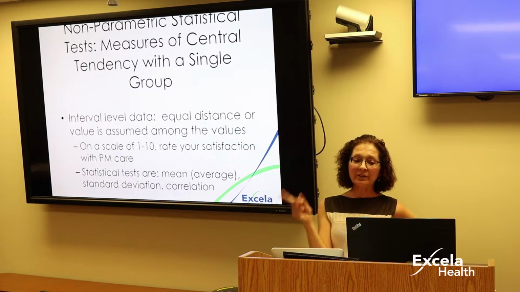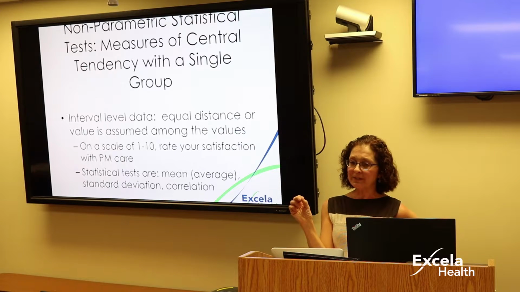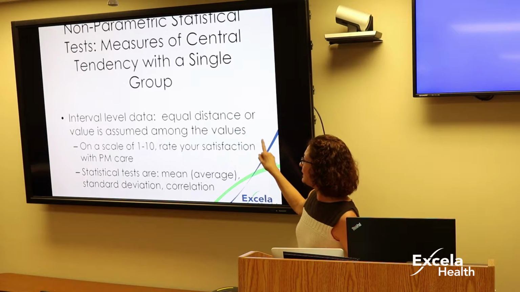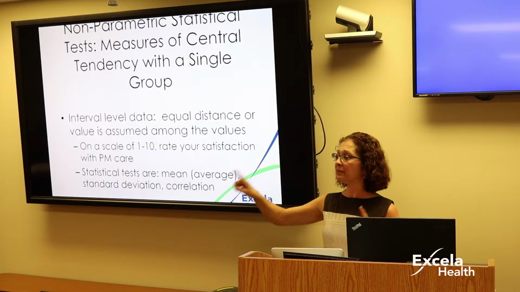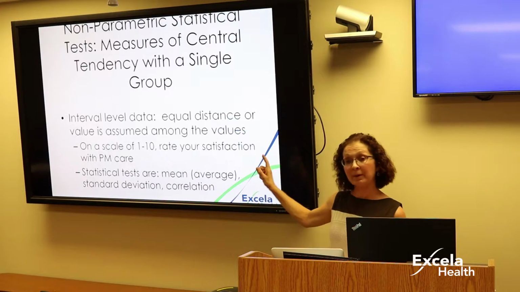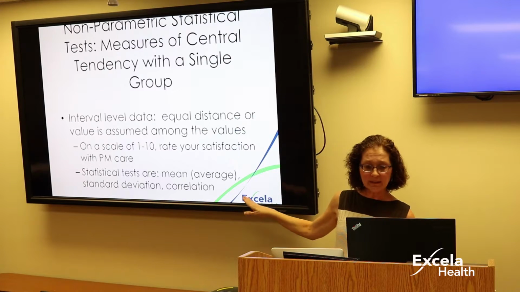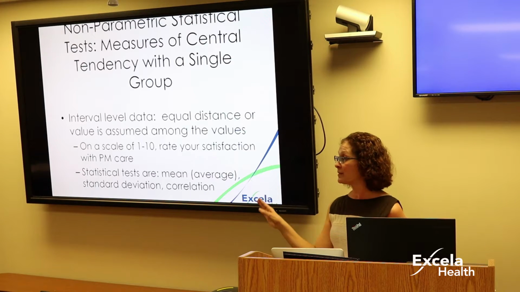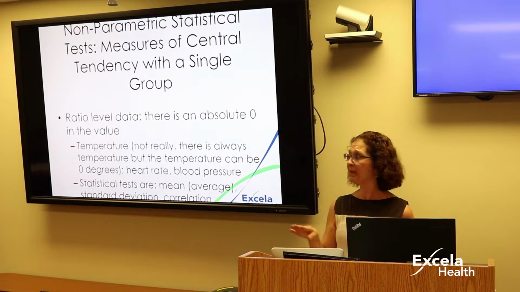Now, we're still with one group, non-parametric, interval level data. This is where you do have equal distances between your rankings. Satisfaction with PM care on a scale of 1 to 10, 1, 2, there's equal distance between each one of those. Like a pain scale, there's equal distances. You can do a mean, you could do a standard deviation, and you could do a correlation, and that's about all you could do with that. There's other statistical tests you could do.